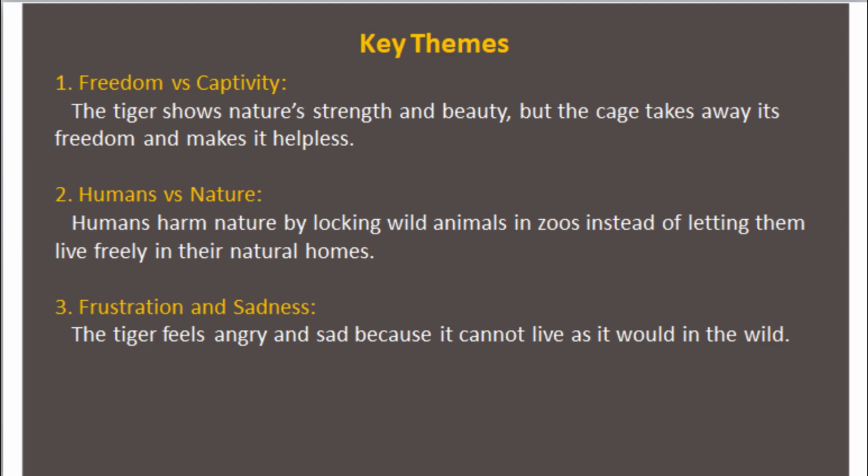Let's talk about the key themes of the poem. First, freedom versus captivity. The tiger is a symbol of nature's beauty and power, but the cage takes away its freedom and makes it helpless. Next, the poem talks about humans versus nature. It shows that humans have hurt nature by locking animals in cages instead of letting them live freely in their homes. Finally, frustration and sadness. The tiger is angry and sad because it can't live the way it should. It is trapped and can't act freely.